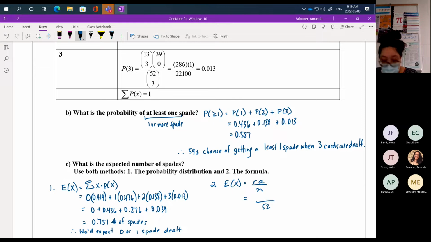Right, the sample size is 52. The R was the number of opportunities there were to get that spade, 3, because 3 were dealt. And A was the number of successes in the population, or 13 spades. So if we multiply those two numbers and divide by 52, we get the same answer as our first style of doing it using the probability distribution. Okay, same answer. Both ways are good. One's quicker than the other, I think.